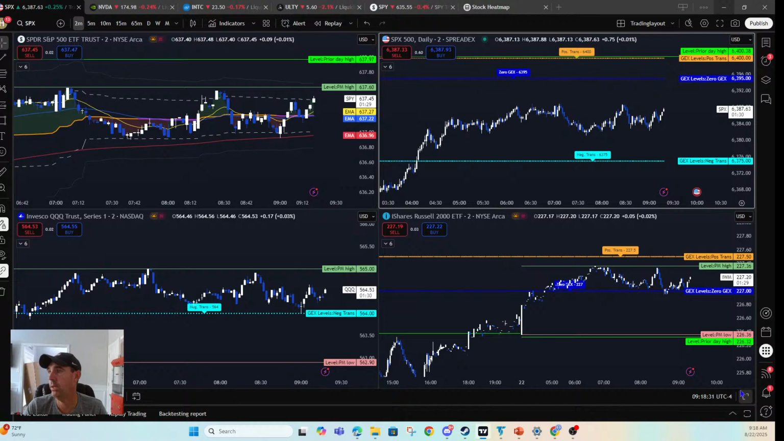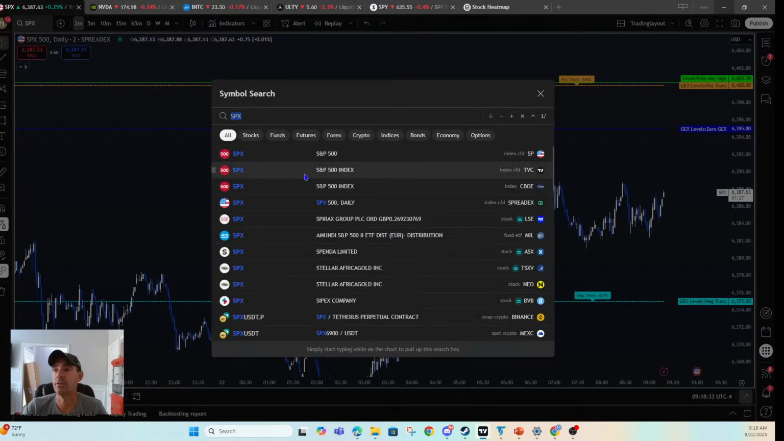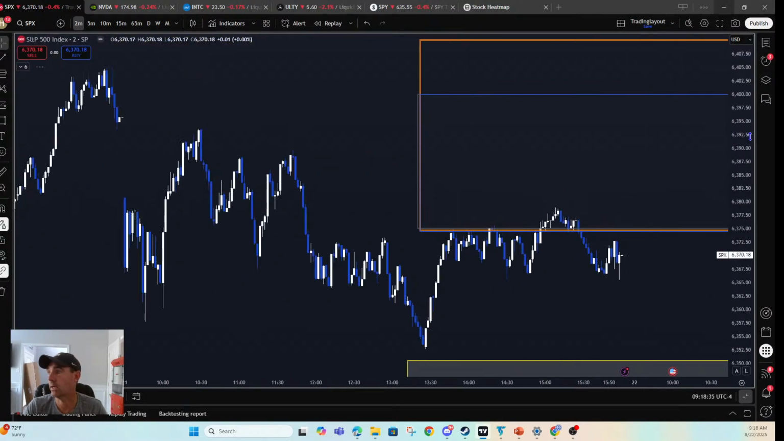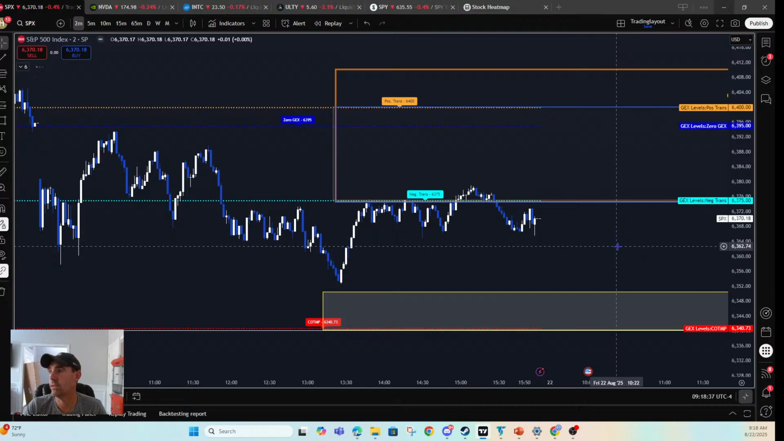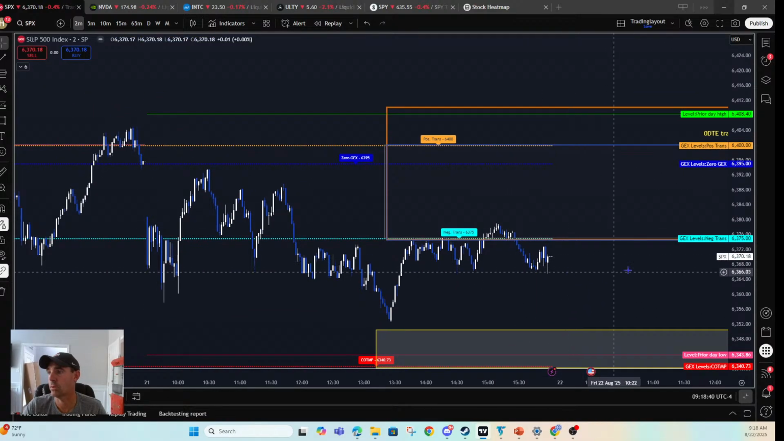So let's move on to the SPX. I'll go ahead and look at that as we head into the morning, and then I'll look at single stocks. So here's where we are. We're at 63.85 pre-market. This was our close yesterday.